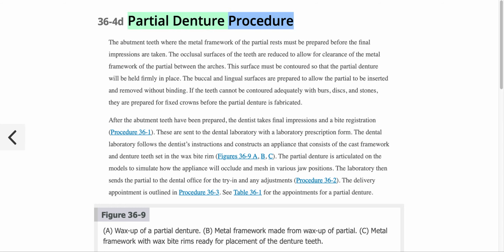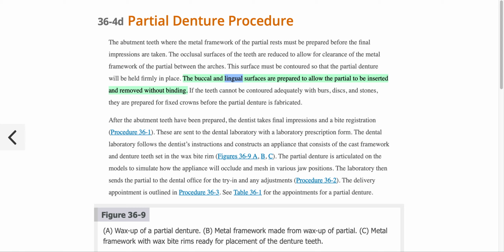Partial denture procedure. The abutment teeth where the metal framework of the partial rests must be prepared before the final impressions are taken. The occlusal surfaces of the teeth are reduced to allow for clearance of the metal framework of the partial between the arches. This surface must be contoured so that the partial denture will be held firmly in place.